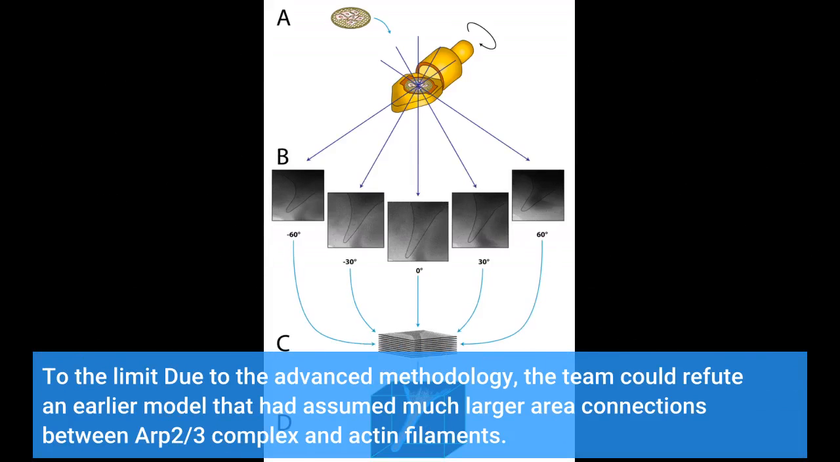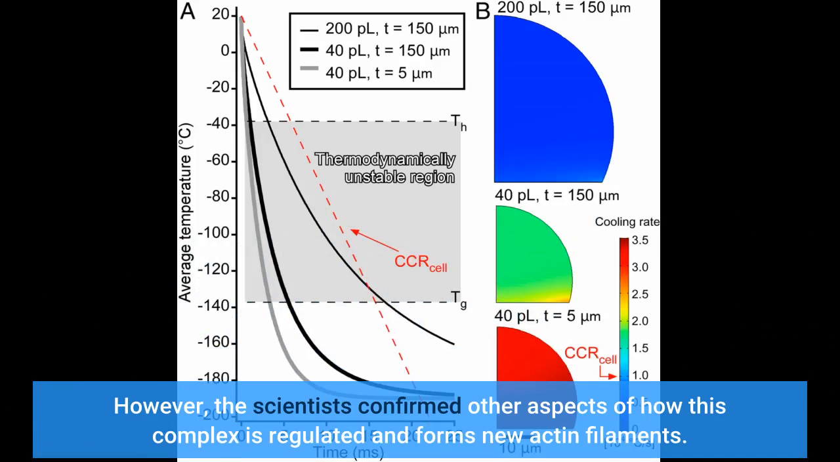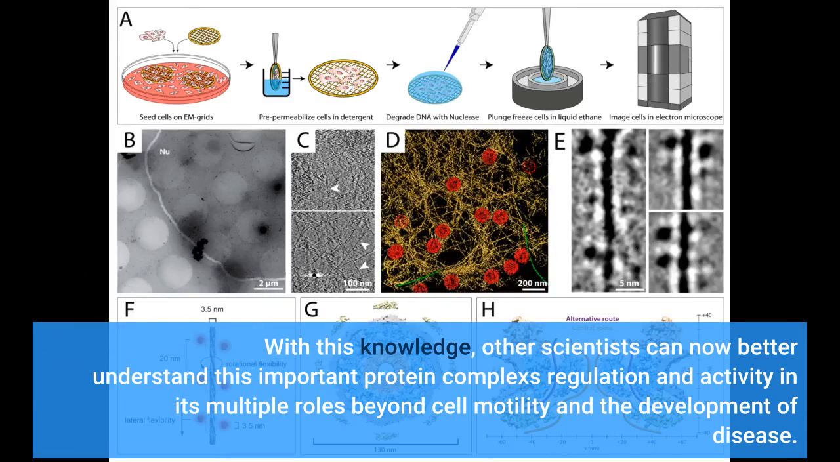Pushing the methodology to its limit, the team could refute an earlier model that had assumed much larger area connections between ARP 2/3 complex and actin filaments. However, the scientists confirmed other aspects of how this complex is regulated and forms new actin filaments. With this knowledge, other scientists can now better understand this important protein complex's regulation and activity in its multiple roles beyond cell motility and the development of disease.